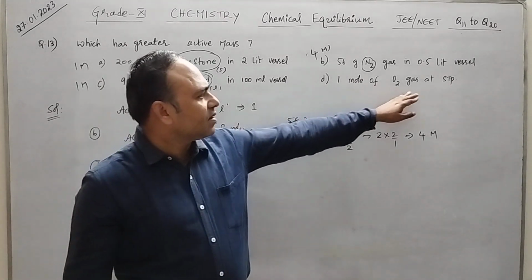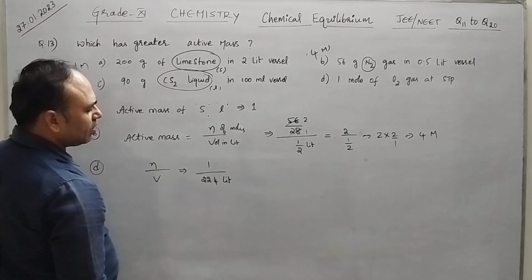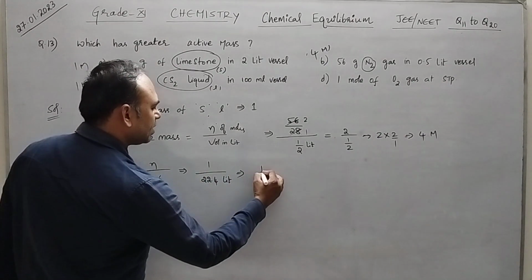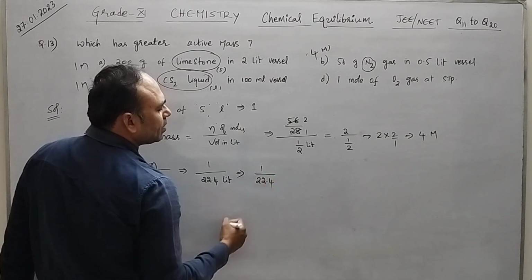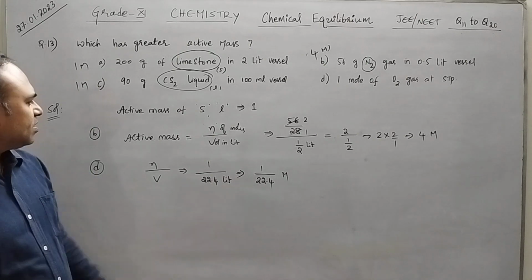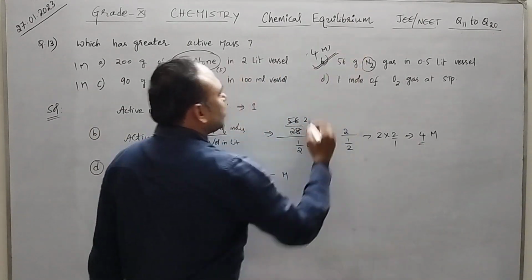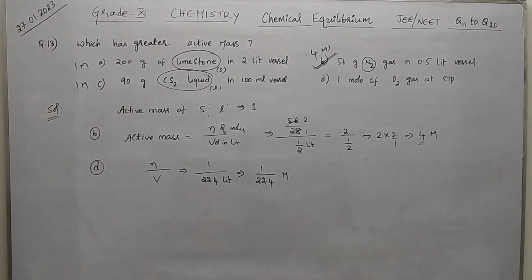1 mole of any gas at STP occupies 22.4 liters. Hence volume is 22.4. Directly you can write 1 by 22.4 molar. So this will be the least one. Now which is the highest here? 4 is highest. Hence we can take the answer as this. Hope you have understood this. Very simple question. Let's move to question number 14.